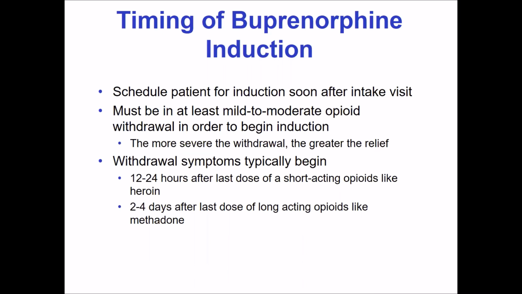Withdrawal symptoms are typically sufficient 12 to 24 hours after the last dose of a short-acting opioid like heroin or hydrocodone, and 2 to 4 days after the last dose of a long-acting opioid like methadone, depending on what dose they were on to start with and how long they were taking it.